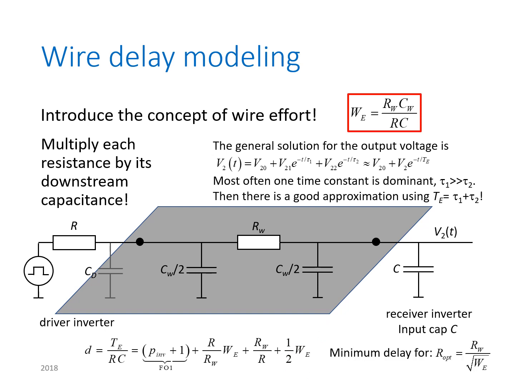Minimum delay can easily be obtained if we optimize the driver inverter to the wire by taking the derivative of this expression with respect to the effective resistance R, and then we obtain an optimal driver resistance being equal to the wire resistance divided by the wire effort.